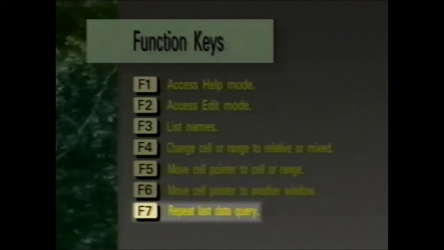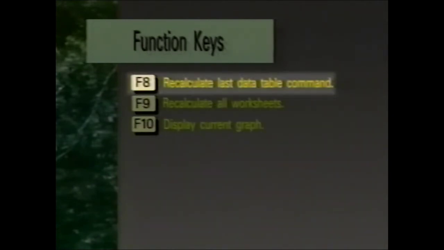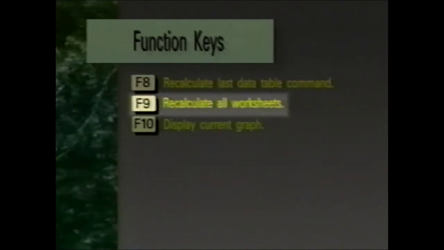The F6 key moves the cell pointer to another window when the screen is split. The F7 key repeats the last data query command when in the Ready mode. The F8 key recalculates the last data table command. The F9 key recalculates all worksheets in memory when in the Ready mode. When entering or editing a formula, the F9 key converts the formula to its current value.